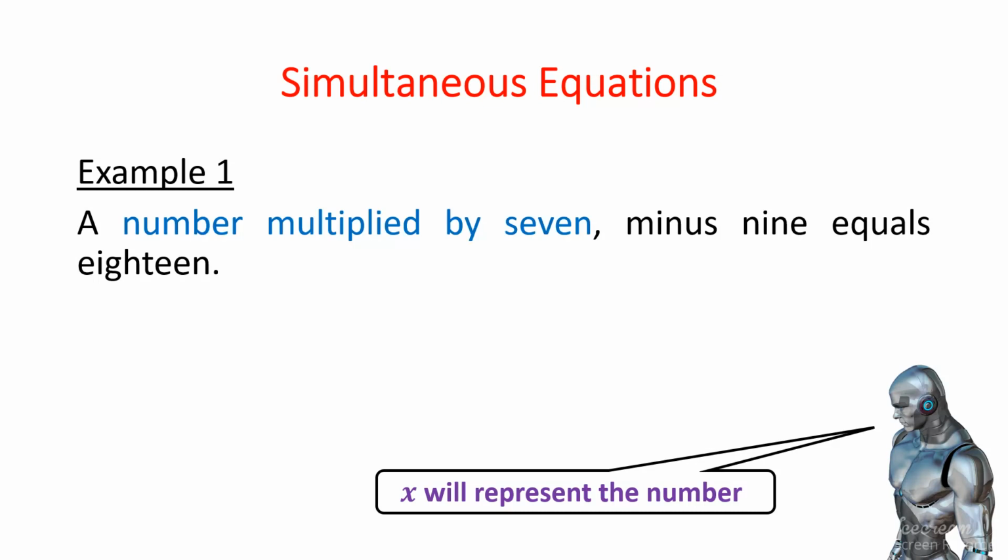Our number's been multiplied by 7, so x times 7 minus 9 equals 18. So we're going to write it as x times 7 minus 9 equals 18. We know in algebra that we don't put x times 7, we always put the 7 first and we don't use a multiplication sign, so we're going to write it as 7x minus 9 equals 18.